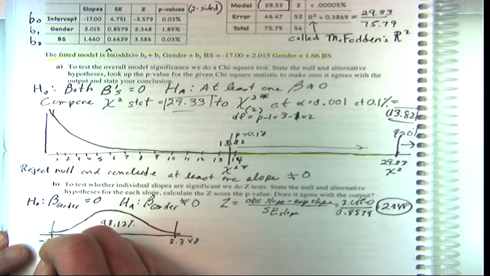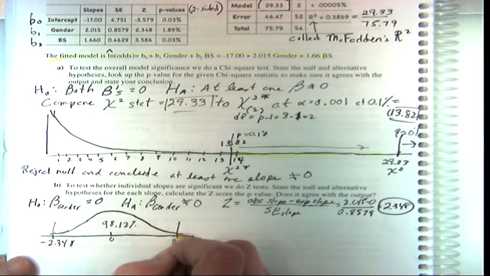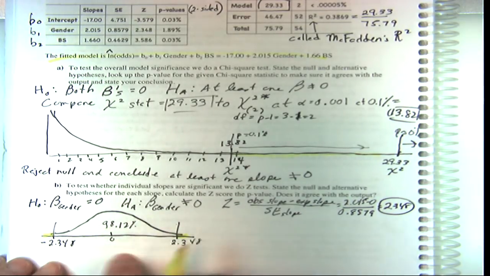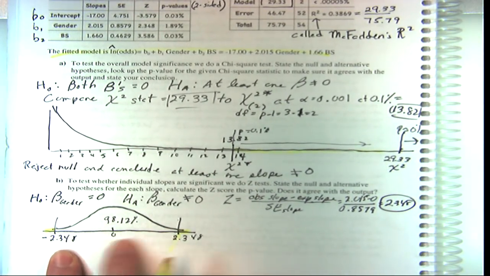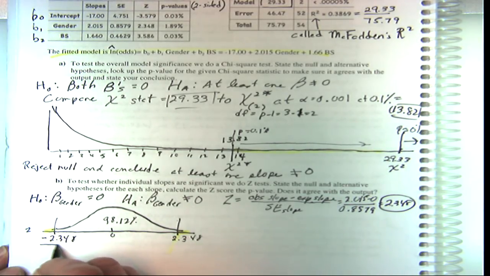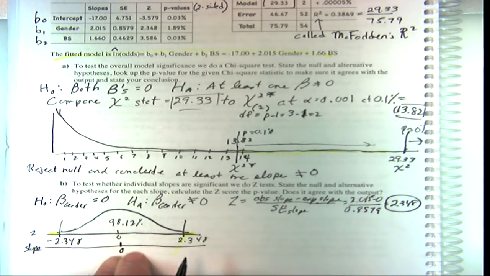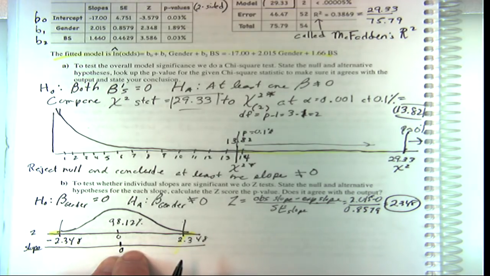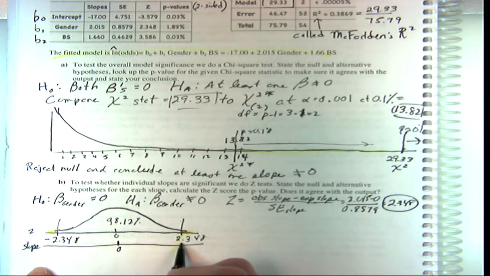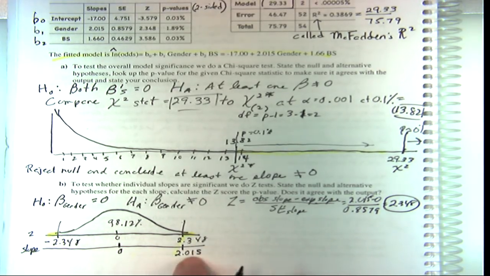2.348 and negative 2.348. And the p-value is going to be the probability that our slope, let's say under the null, we'd expect right here. We'd expect, this is as a z-score, as a slope, just remember what we're doing here, as a slope, we'd expect zero. And then our standard error is not quite one. So this is where our sample actually landed, at a slope of 2.015. It matches up with that. All right?